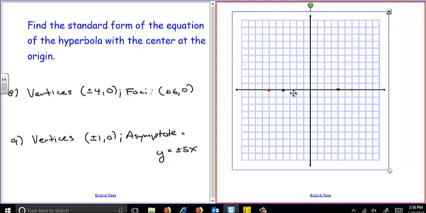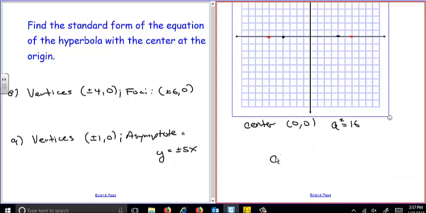So what do we need? Well, we know the center. The center is the origin, because they told us that. But even if they hadn't told us, we would know it from these coordinates. We know that a squared is equal to 16, because it's 4 units from the center to each one of the vertices. So a is 4, so a squared is 16.